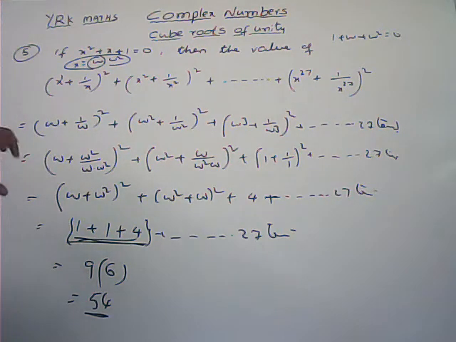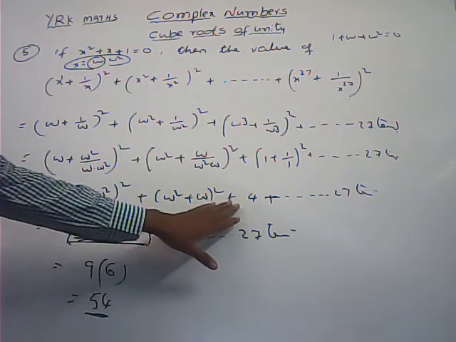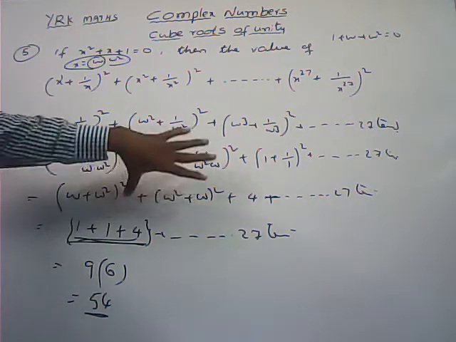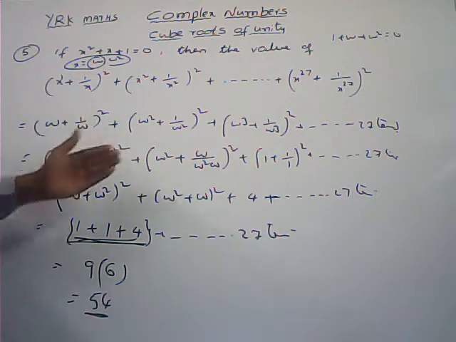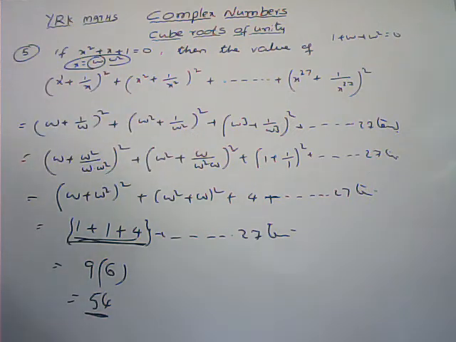Because 1 plus omega plus omega square equals 0. That's why here every 3 terms we are considering as one term. This is 1. Next 3 terms you can consider one term. Like that, total 27 terms are there. If I make the partitions of 3 terms, then we can get a total of 9 only. 9 partitions, each giving the value 6. 9 6s are 54.